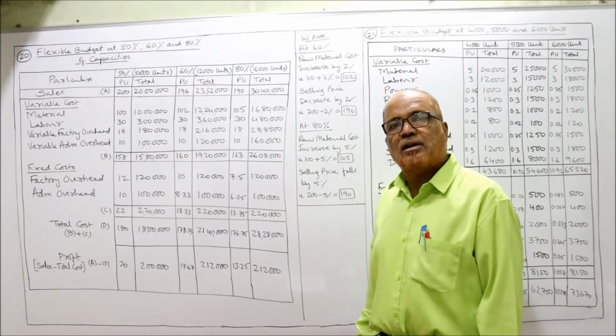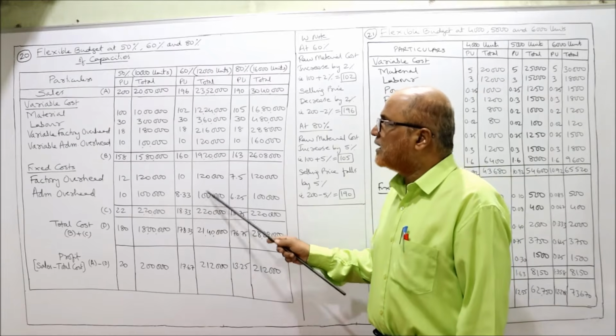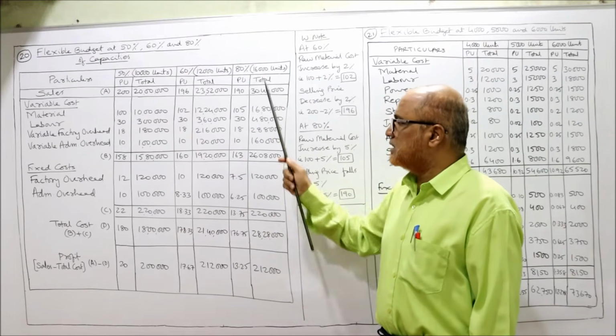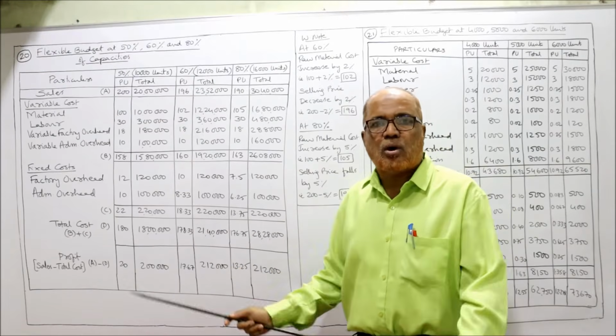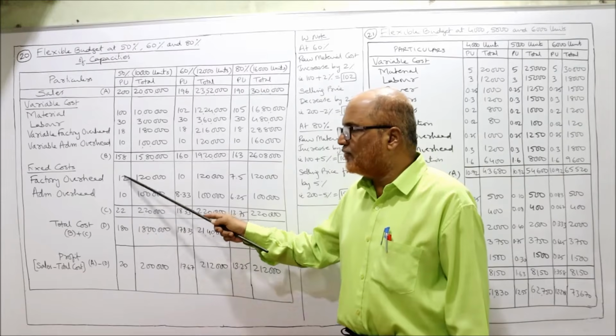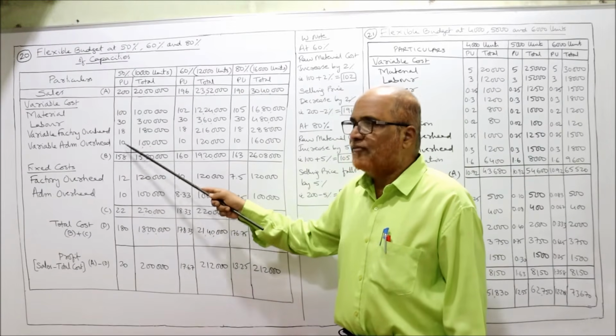Now per unit, divide kar lo. So 1 lakh divided by 12,000, 8.33. 1 lakh divided by 16,000, 6.25. That's all. Two fixed costs, add up. C is the total of fixed cost. B is the total of variable cost.